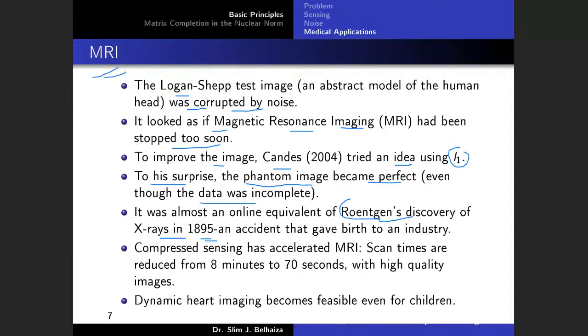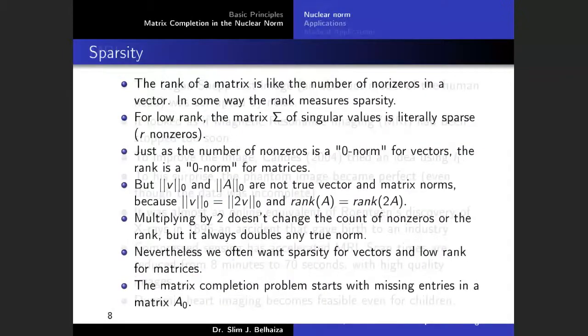So in fact, compressive sensing has accelerated MRI scan times from 8 minutes to 70 seconds with high quality images. Okay? And it has also had a strong impact on dynamic imaging, which has become feasible even for small children. Okay? So you don't expose the children a long time, like 8 minutes, to these magnetic resonance devices. And you see how math can bring to humanity some kind of strong achievements.